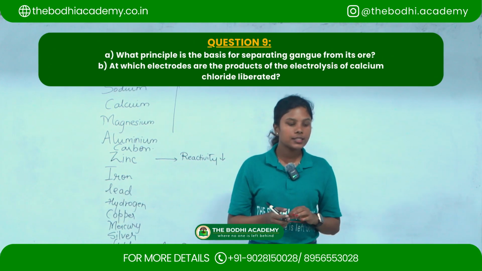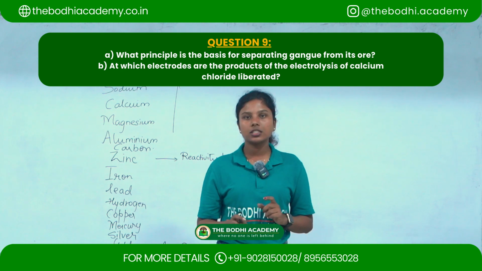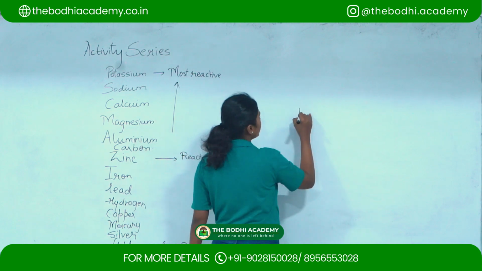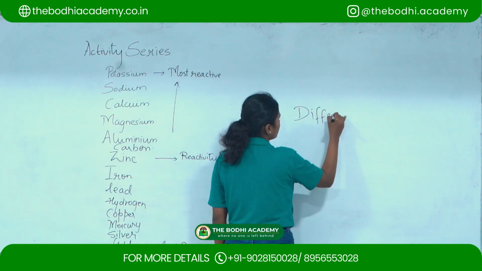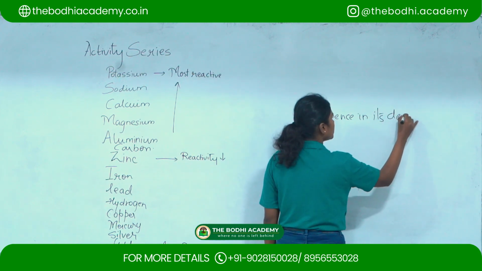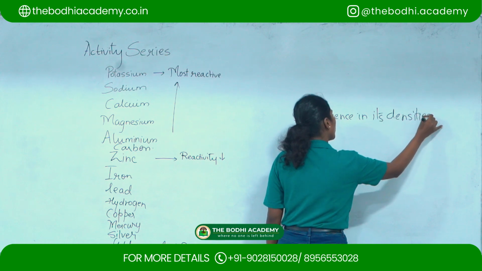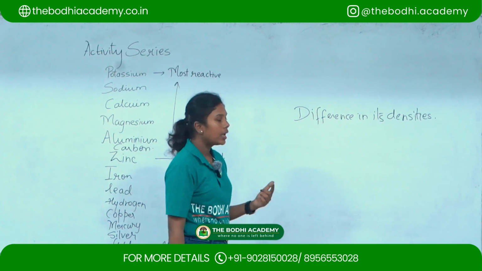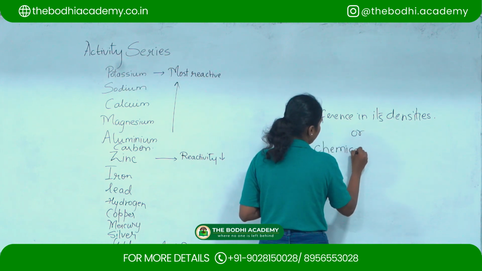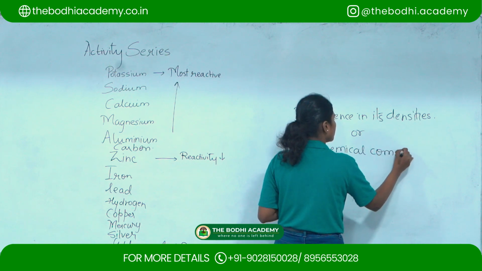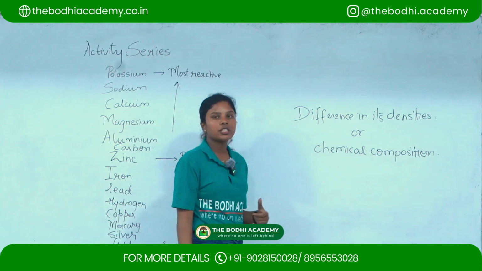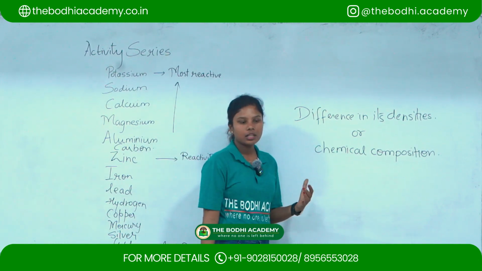What principle is the basis for separating gangue from its ore? The basis for separating gangue from its ore depends on the difference in their densities, so depending on which one is heavier or which one is lighter, or it also depends on their chemical composition. So it depends mostly on the difference in their densities or their chemical composition.